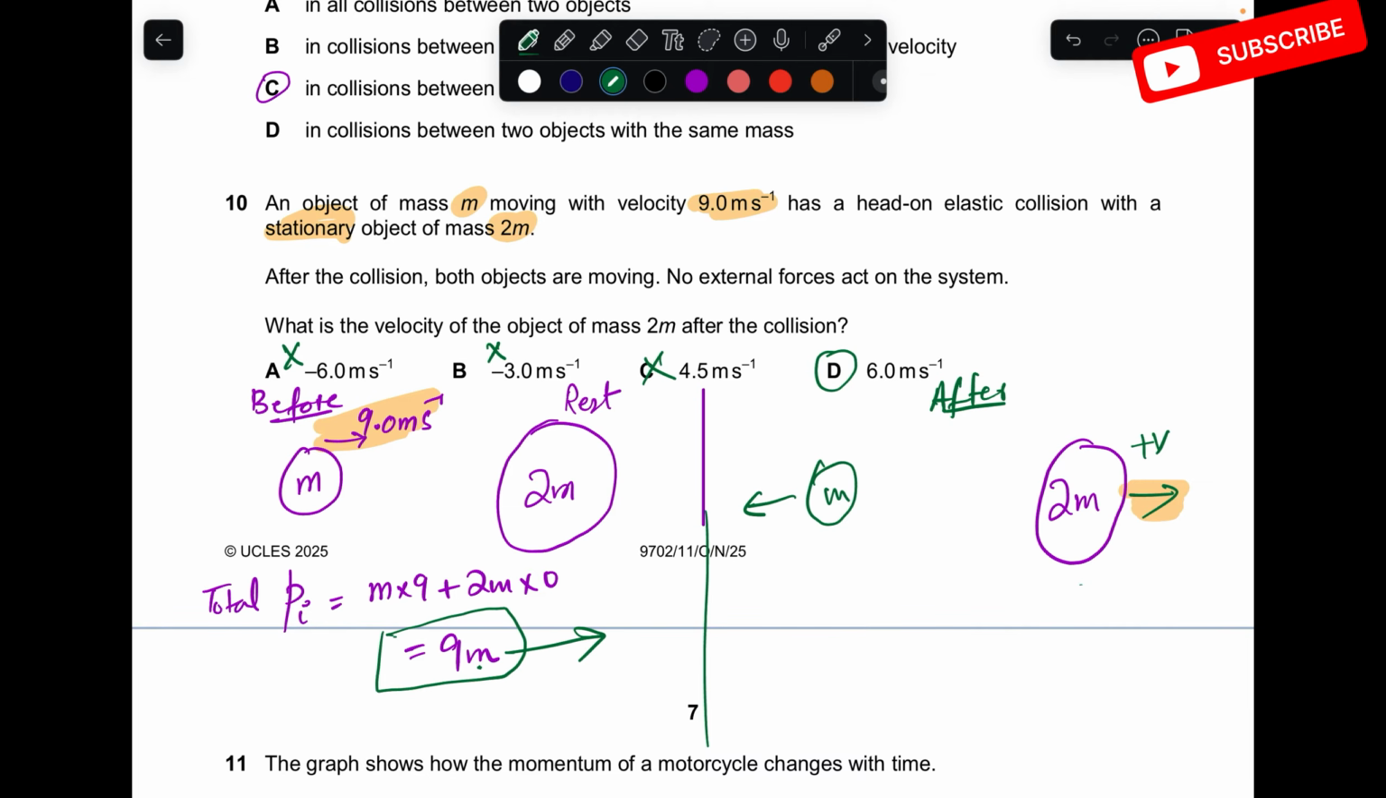Because let's suppose this has a velocity of 6, and the mass is 2m, so its momentum will be 6 into 2m. It will give you 12m, right? But the total should be 9. So this can have 3 velocity towards the other side, so 3 into m will give you 3m. So 12m minus 3m gives you 9m, and this 9m is towards the right hand side. This was also toward the right hand side, so it satisfies the condition.